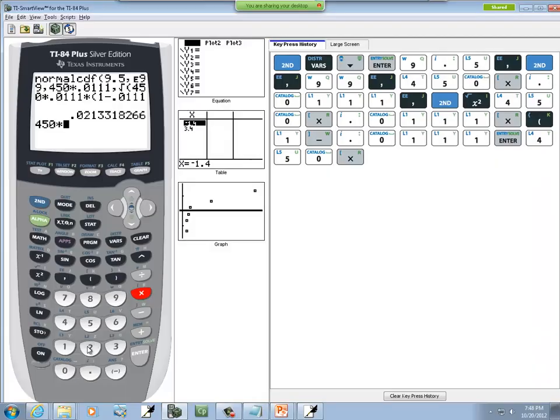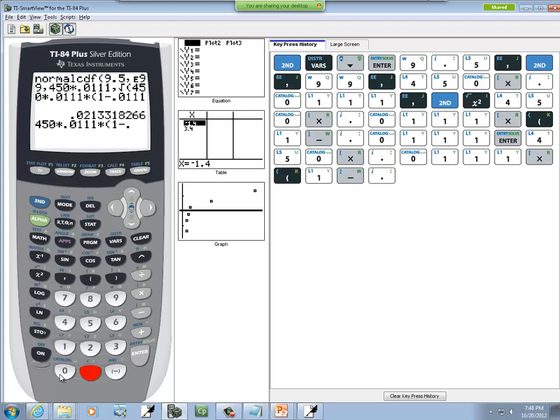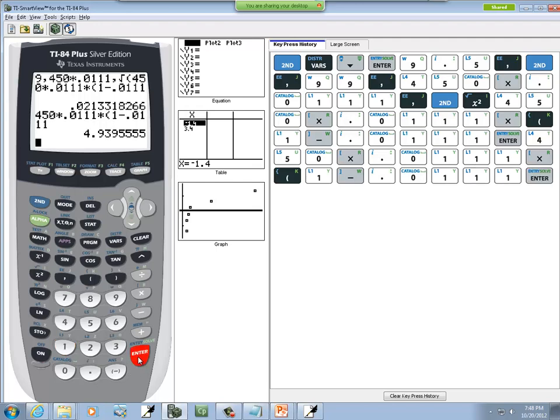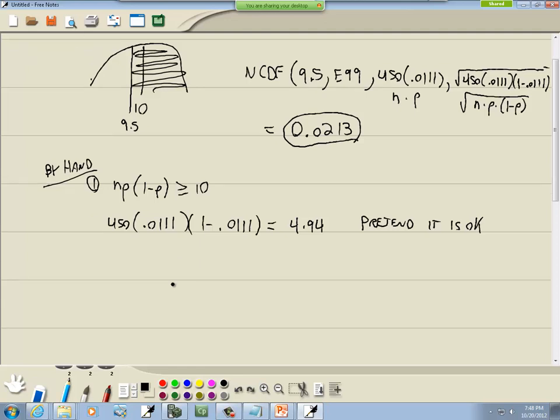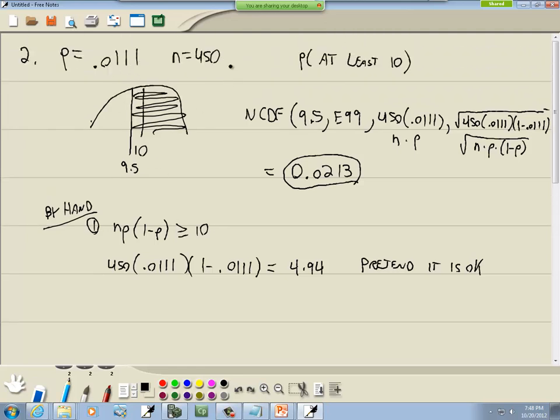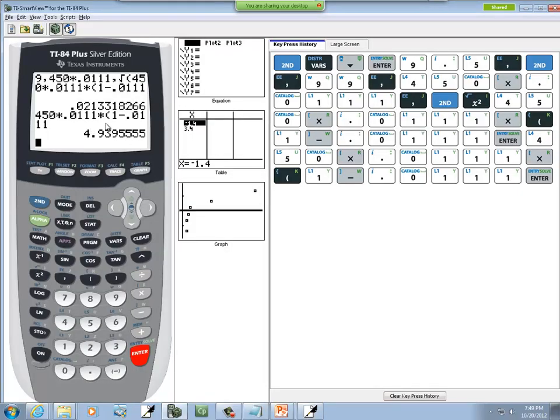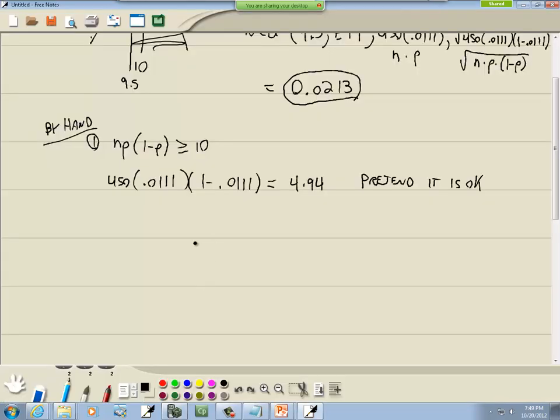450 times 0.0111 times, beginning parentheses, 1 minus 0.0111. 4.94. It's not greater than or equal to 10, is it? That would have been bad. Let's pretend it is. This is opposite day. We'll pretend it is okay. I'll have to go correct that, so when I do it in class, the numbers work out good. I was so good about looking up statistics, they seemed halfway valid, but then I didn't actually check that. That's very disappointing. Oh well, we'll pretend it's okay.